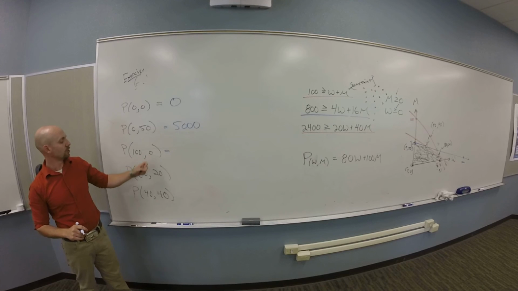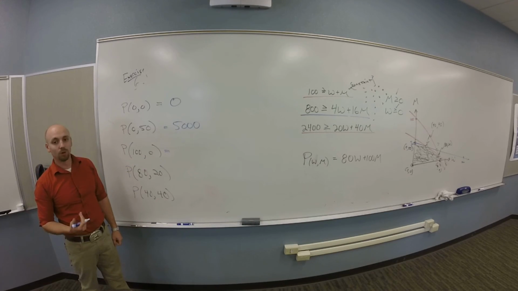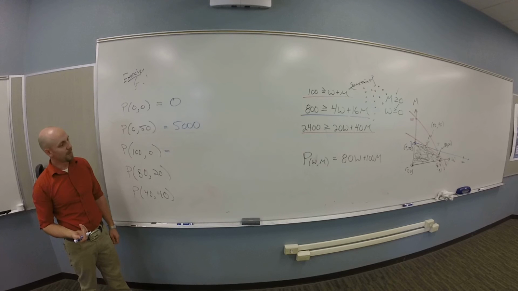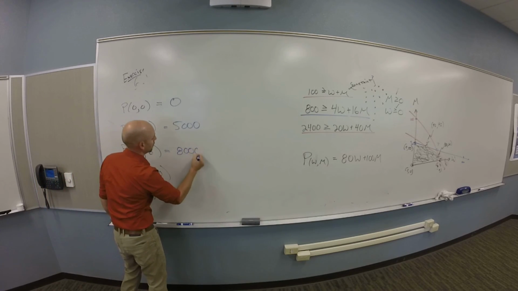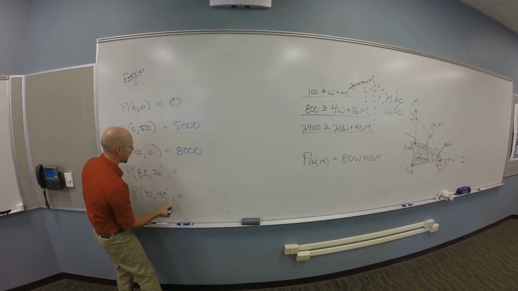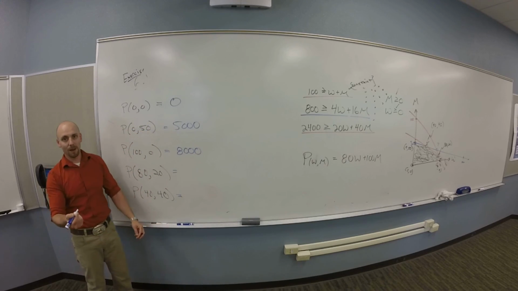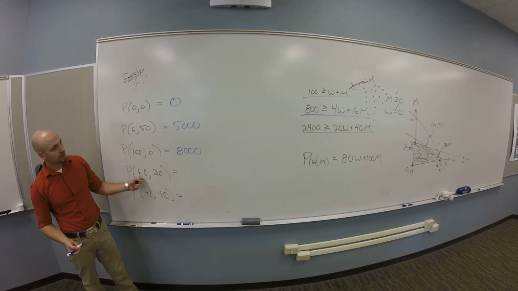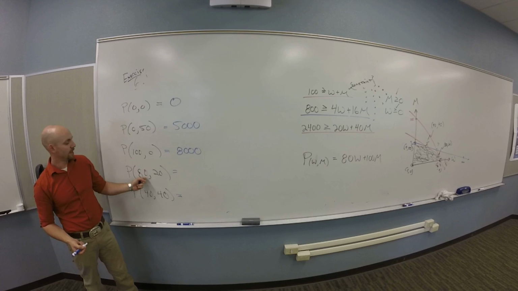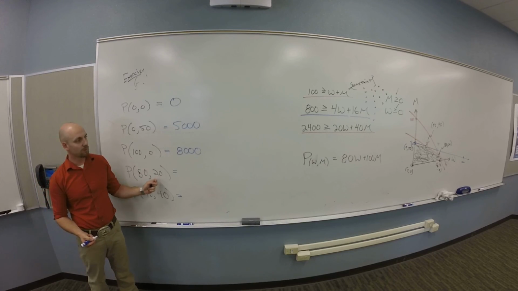Okay, so if I do 100 and 0, that's planting only wheat, right? What do I make on that? 8,000. And then there's these two kind of happy medium, well, maybe happy medium values, right? So one's when I spend 80 acres on wheat and 20 acres on maize. What do I get out of that?